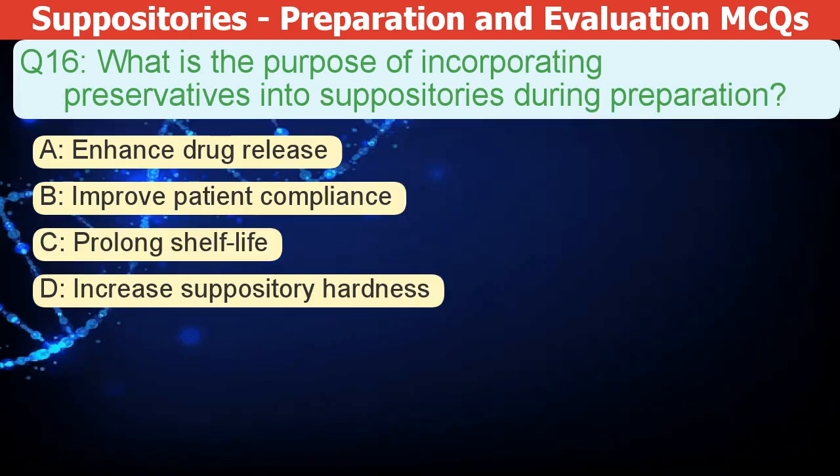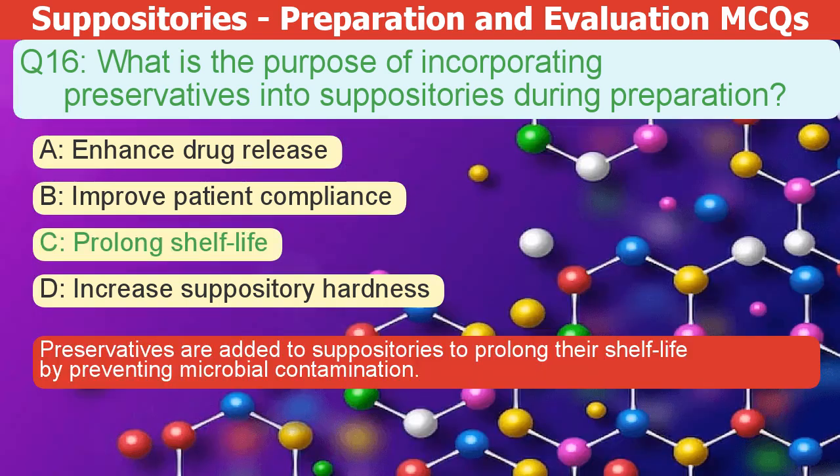What is the purpose of incorporating preservatives into suppositories during preparation? A. Enhance drug release. B. Improve patient compliance. C. Prolong shelf life. D. Increase suppository hardness. The correct answer is C. Preservatives are added to suppositories to prolong their shelf life by preventing microbial contamination.